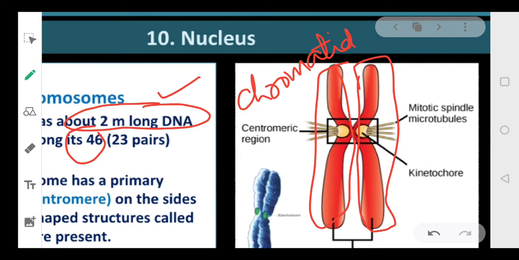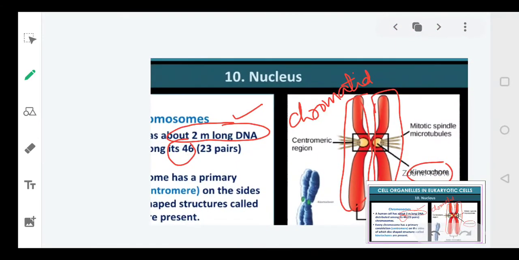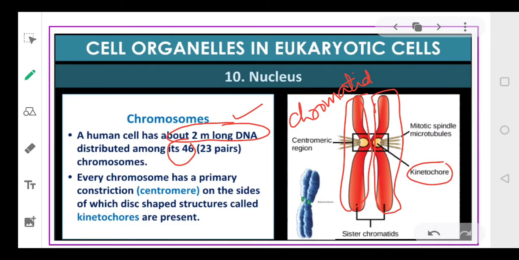So the space in the center is your centromere, and a disc shaped structure is present on the centromere, which we call the kinetochore. So this kinetochore connects these 2 chromatids and forms a single chromosome. So the centromere holds the 2 chromatids and it forms one chromosome. Okay, and the disc shaped structure on the centromere is called the kinetochore.